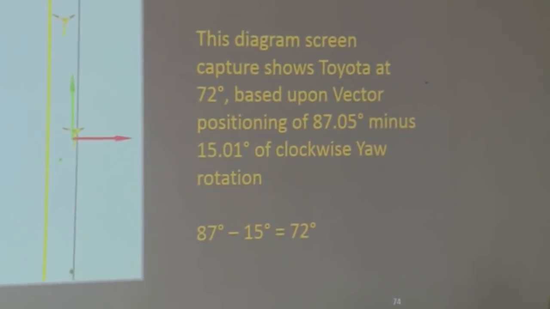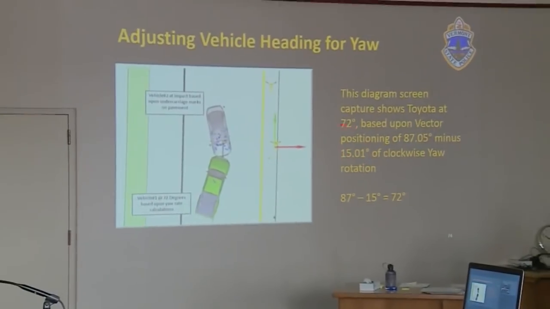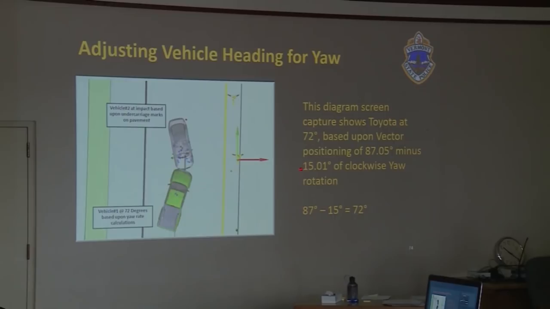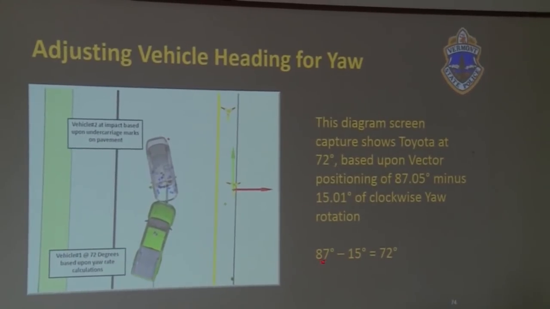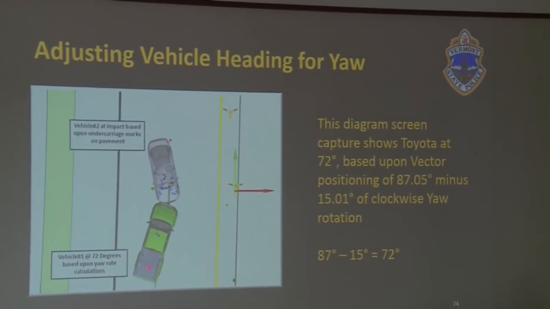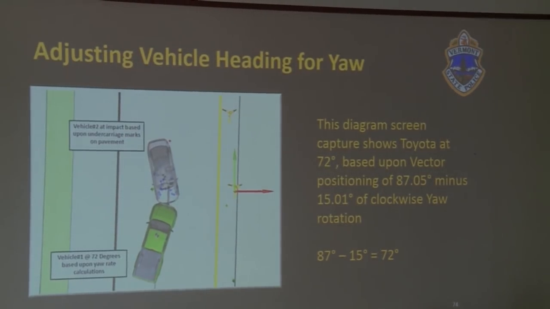So when I produced this diagram, this vehicle would actually have been at a heading of 87.05 degrees. Remember in the previous slide, we added up the negative yaw rate, and it came out to 15.01 degrees. If we subtract 15 from 87, we get 72. That vehicle is aligned at 72 degrees on the diagram. And so it says vehicle 2 would impact based upon undercarriage marks on pavement?